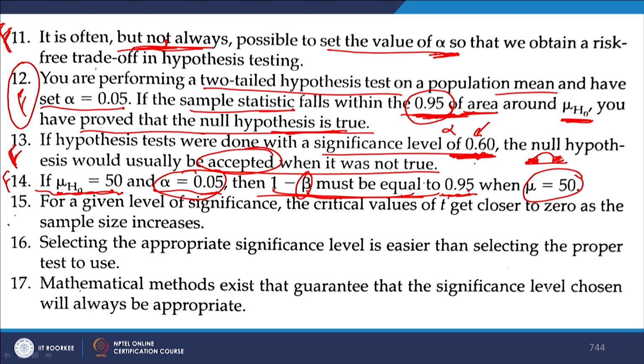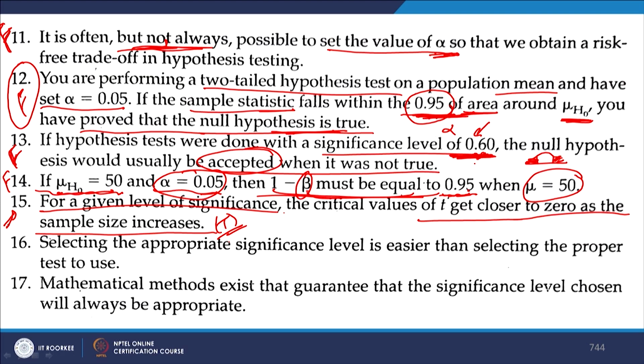So, let us move on to the 15th one. For a given level of significance, the critical value of t gets closer to 0 as sample size increases. What do you think? Yes, it happens. So, this statement is a true one.